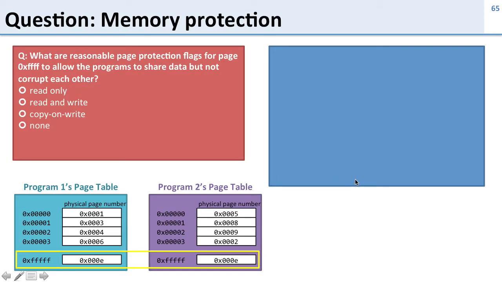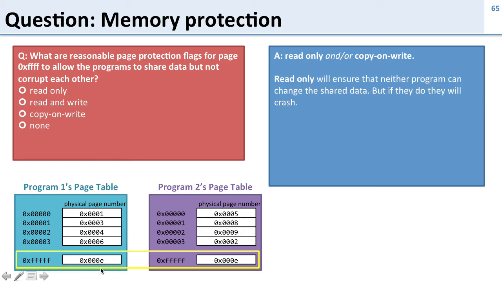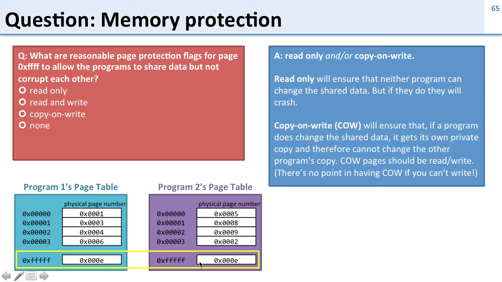So here's a question about memory protection and protection flags. What are reasonable page protection flags for the page FFFF to allow these two programs to share the data? Well, read-only or copy on write are reasonable. And the reason for this is read-only will allow both programs to share the data, but not write to it, so they can't corrupt each other. And copy on write will make sure that if one of them writes to it, it gets its own copy and doesn't corrupt the other one.